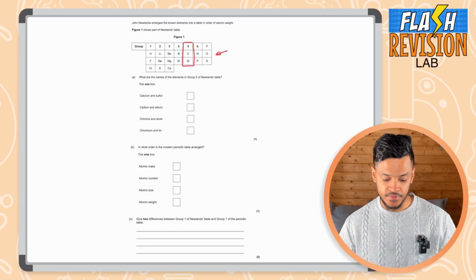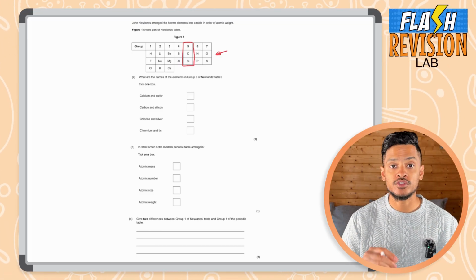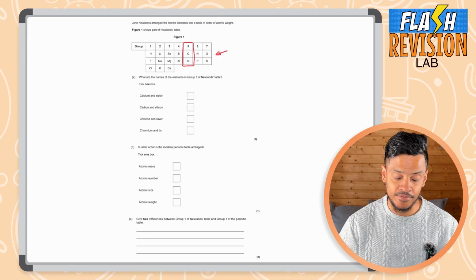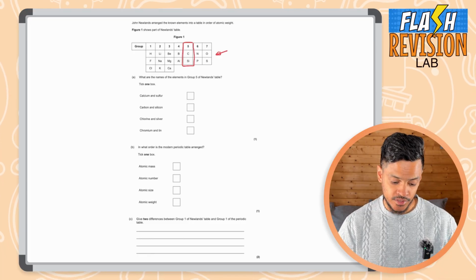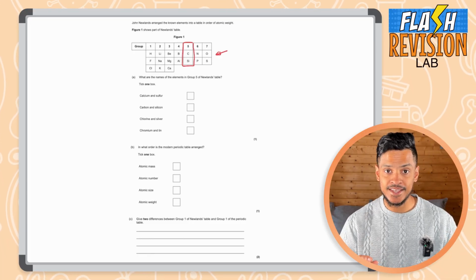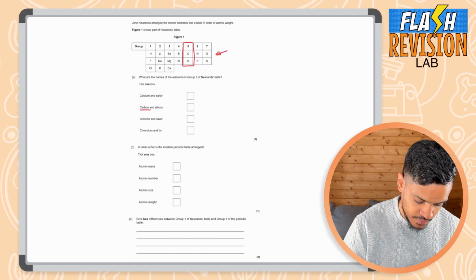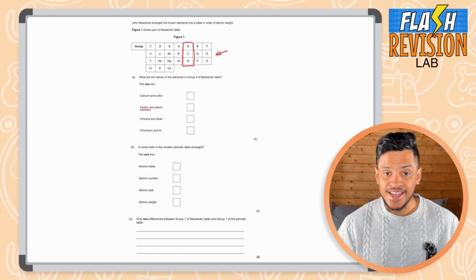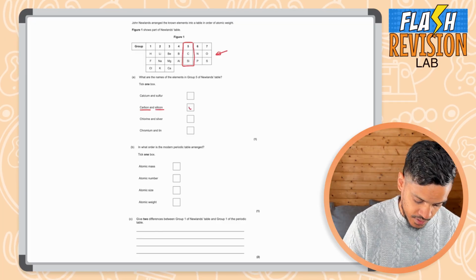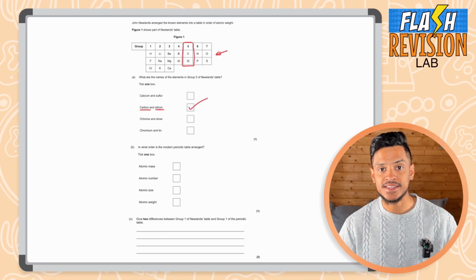So you might know these. If you don't, what you'll do in the exam is go to your periodic table, find these elements, and you'll see their names. If you look at C, I think that's group 4, you'll know that that's carbon, not calcium. Calcium is Ca. And for Si, that's silicon. The answer here is carbon and silicon.